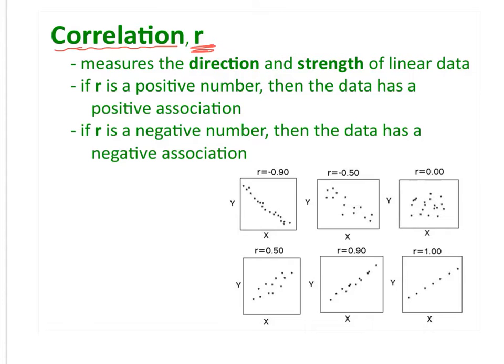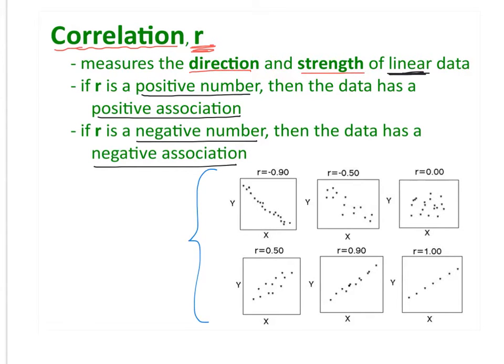Correlation measures the direction and strength of linear data. It has to be linear in order to look at a correlation. For direction, if R is a positive number, then the data has a positive association. If R is a negative number, the data has a negative association. You see some examples down here of different correlations in different graphs.